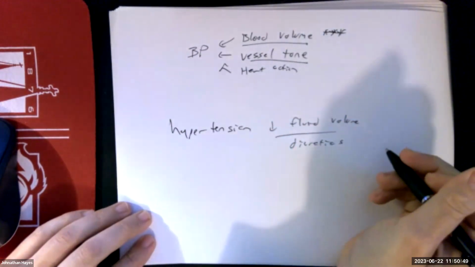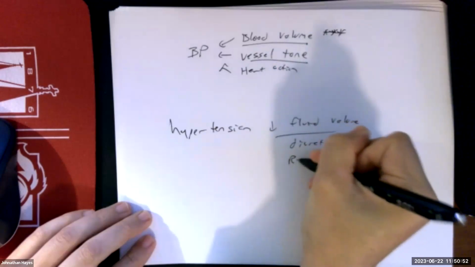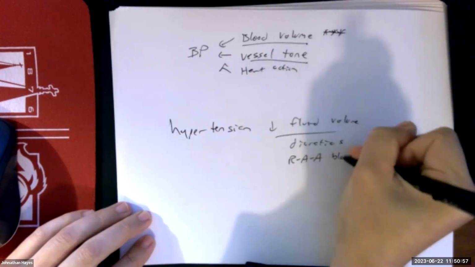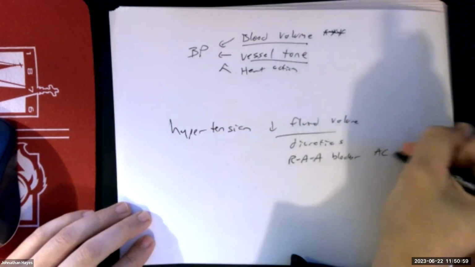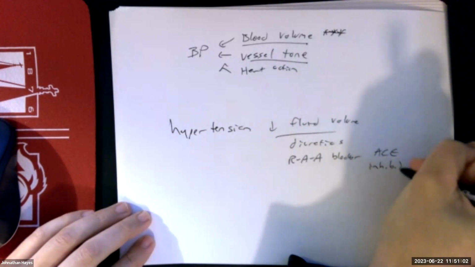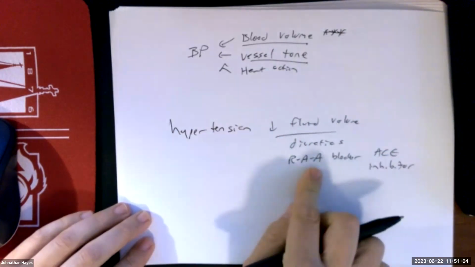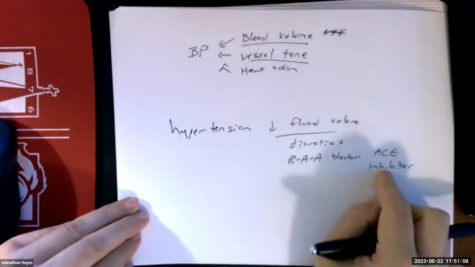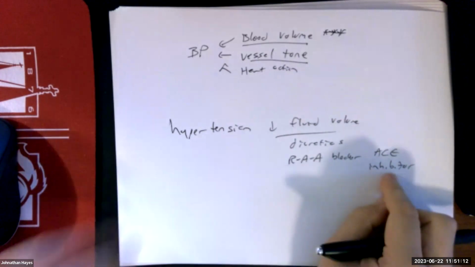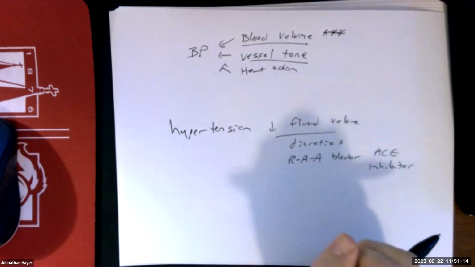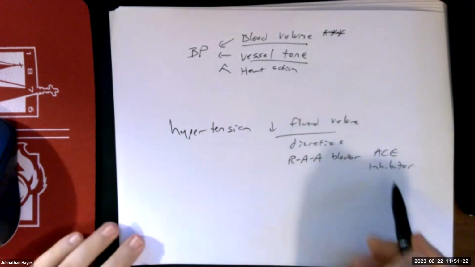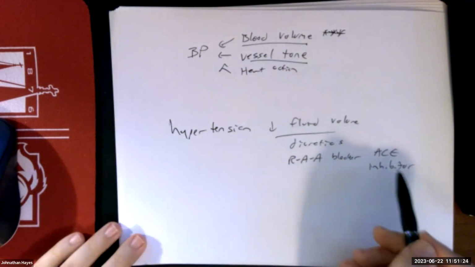Lasix might be useful. You could go as far as to use a renin-angiotensin-aldosterone blocker that we call an ACE inhibitor, because that will block the renin-angiotensin-aldosterone system from making it to the end. And by using an ACE inhibitor, I'm going to remove what stimulates aldosterone and antidiuretic hormone. So with an ACE inhibitor, we will get rid of fluid volume.